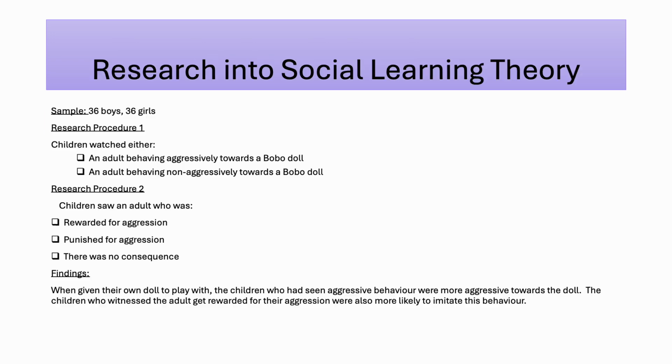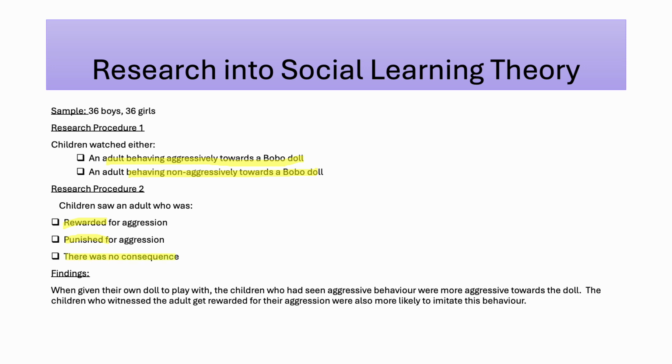Now we move on to Bandura's research. Sample consisted of 36 boys and 36 girls, 2 different research procedures, one in which the child watched the adult behaving aggressively towards a Bobo doll, or some children watch the adult behaving non-aggressively towards the Bobo doll. So that research procedure is essentially investigating the role of observation and imitation. Procedure 2 is a little bit more complex because the children saw an adult who was either rewarded for their aggression, punished for their aggression towards the Bobo doll, or no consequence.